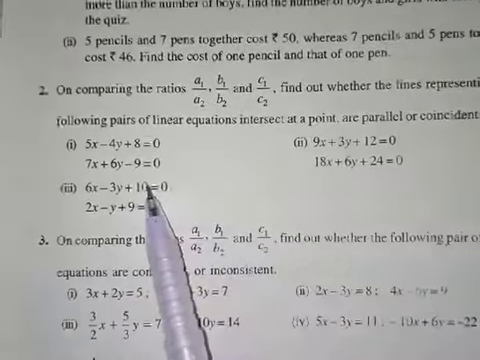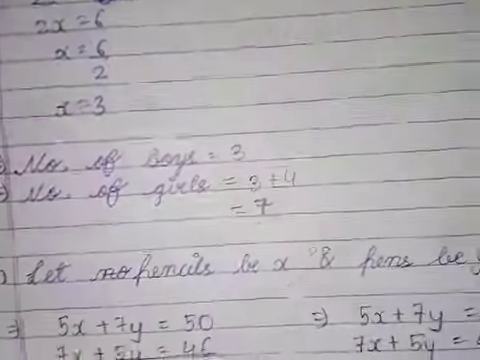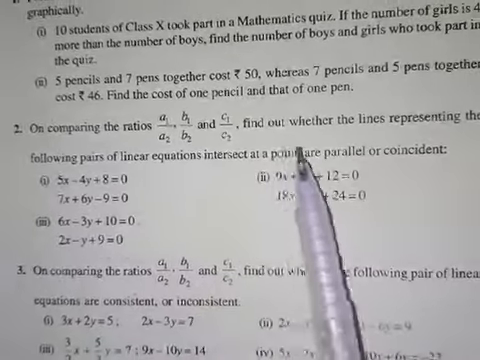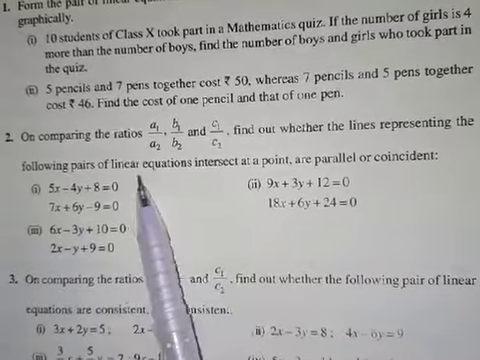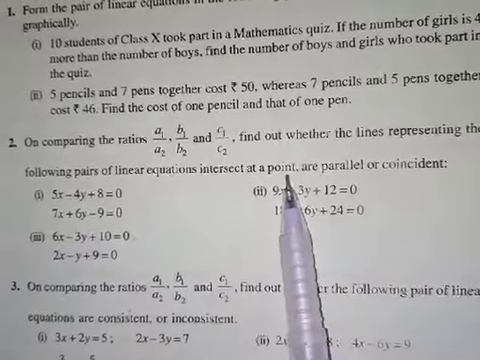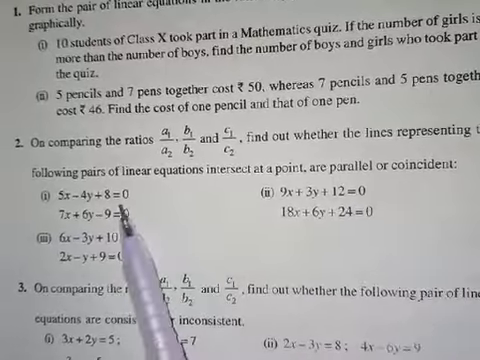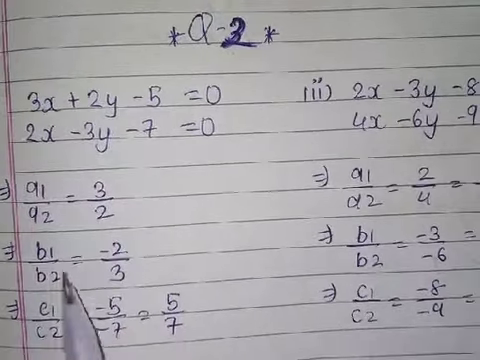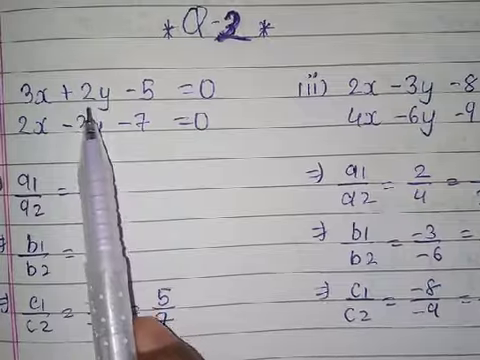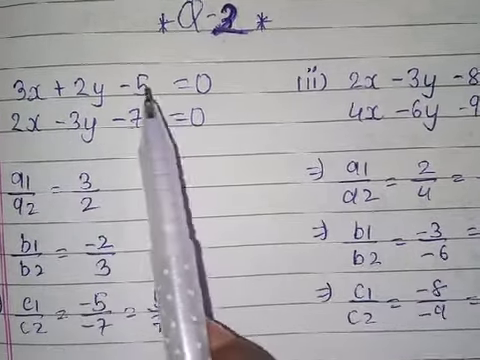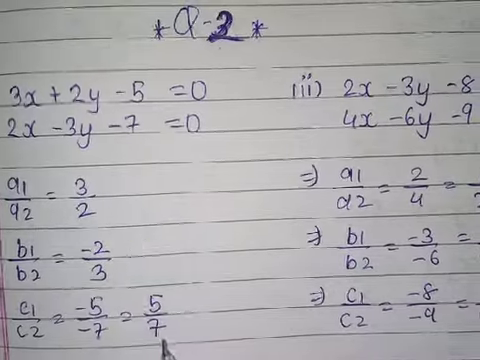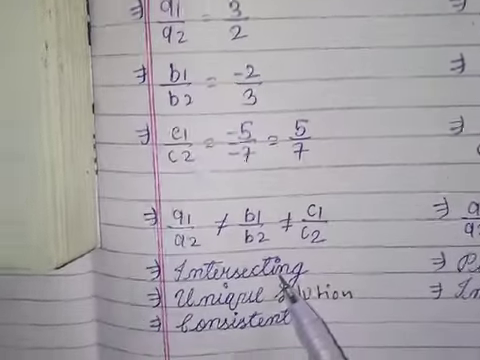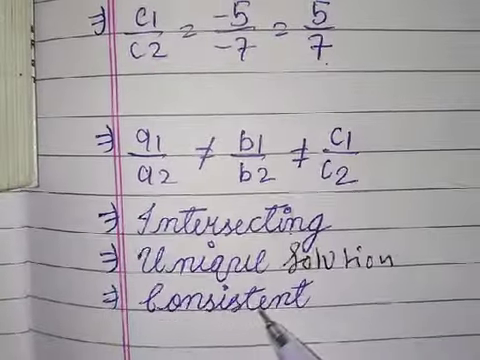Question number 2. On comparing the ratios a1 upon a2, b1 upon b2 and c1 upon c2, find out whether the lines representing the following pairs of linear equations intersect at a point, are parallel or coinciding. Each equation is equal to 0, that is compulsory. Then we'll say what is a1 upon a2? 3 by 2. b1 upon b2? 2 minus 2 by 3. c1 upon c2? Minus minus plus, so 5 by 7. So all three are not equal. If all three are not equal, they are intersecting and have a unique solution, and it is called consistent.